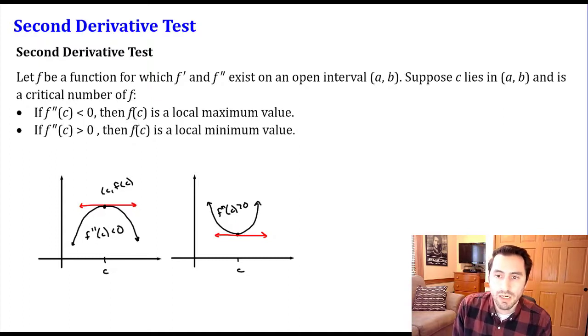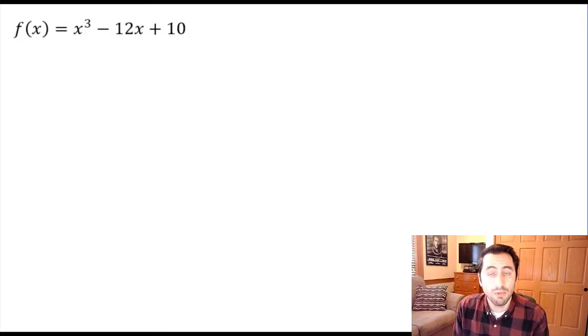So now let's take a look at an example. And I'd like to do a couple different things with this. I want to find where this is concave up or down. I want to find inflection points. And then lastly, let's use the second derivative test to find any local extrema.